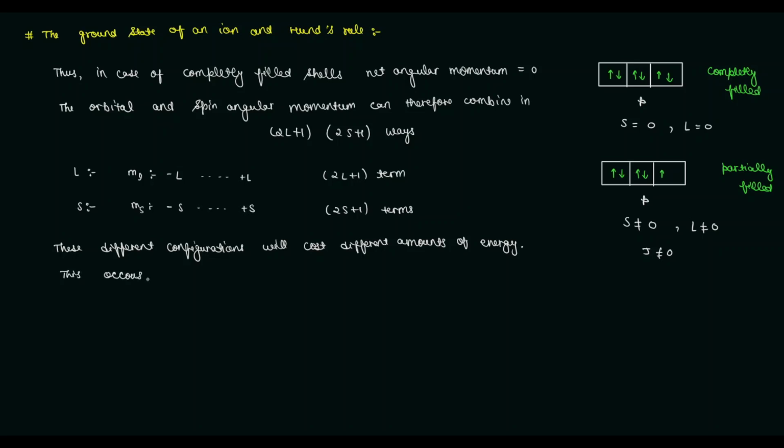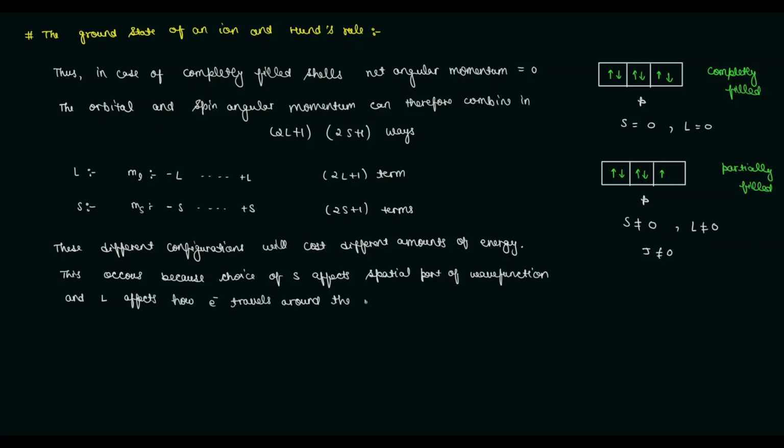This difference in energy occurs because the choice of spin angular momentum affects the spatial part of the wave function. And the orbital angular momentum affects how electrons travel around the nucleus. Both therefore affect how well the electrons avoid each other and thus influence the electrostatic repulsion energy.